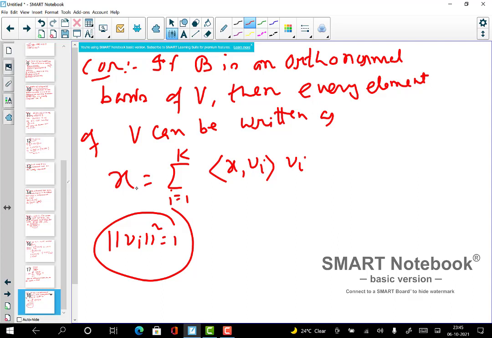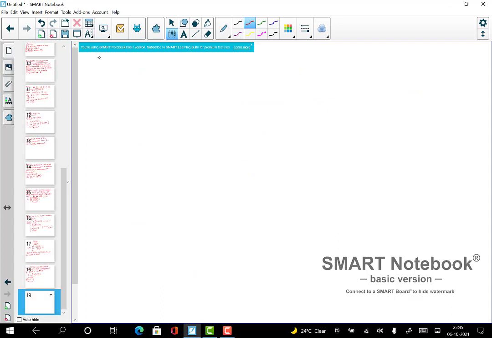So these are some of the properties of orthonormal sets. We will prove many such properties. In fact, we can say that for a finite dimensional inner product space, such an orthonormal basis always exists. That we are going to prove maybe in the next class. Before that, maybe we can have some examples.